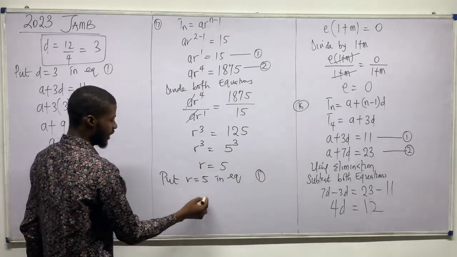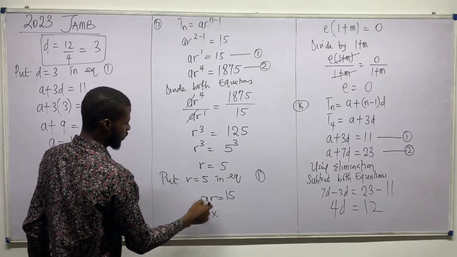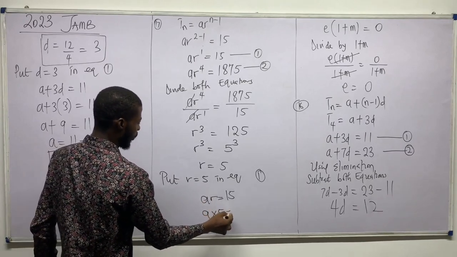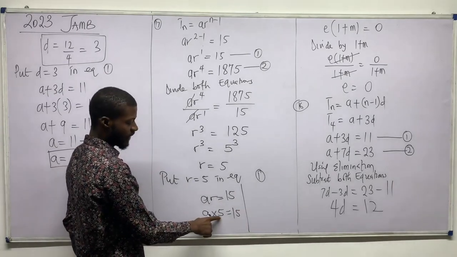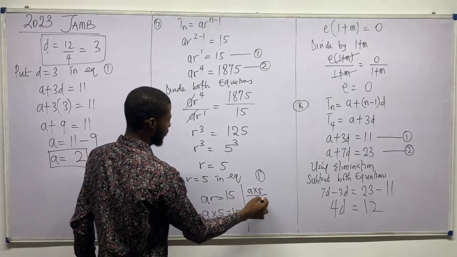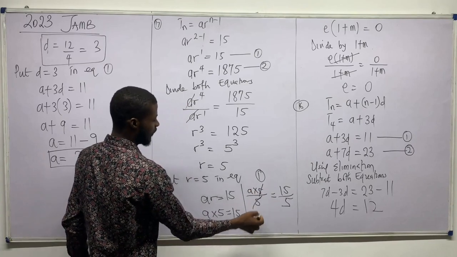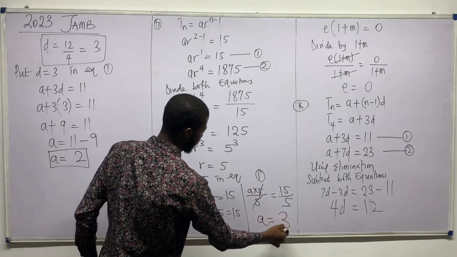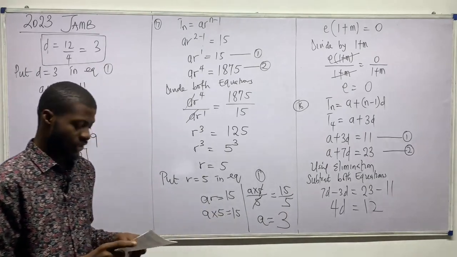So equation 1 says a times r is equal to what? 15. Now this is a times, what is our r? 5, equal to 15. So what would I do here? I'm going to divide both sides by 5. So we have a times 5 over 5 equal 15 over 5. 5 will take away 5. A is equal to what? 3. So that's our result for that. A is equal to 3.